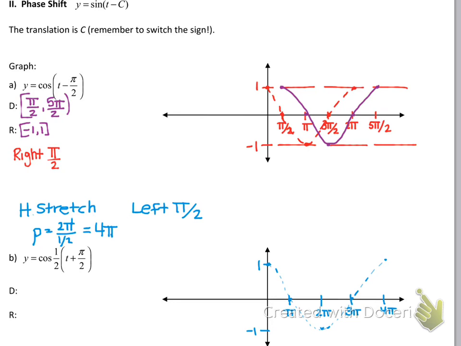Now, since my intervals are counting by pi, we need to add in a pi over 2 interval in between all of these. So if your interval isn't the same as what you're shifting, then this is when you need to probably add in an interval and adjust.